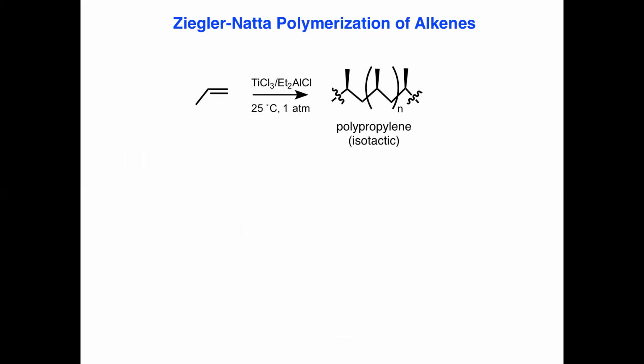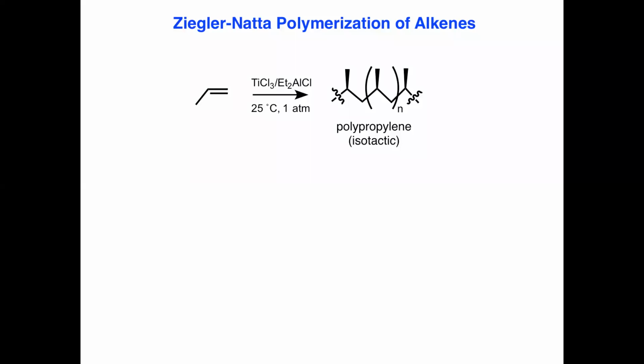Okay, so let's look a little bit at alkene polymerization now. This is probably one of the industrially most important reactions that is utilized and carried out. Plastics, of course, are an integral part of our everyday lives, and they're in many, many things that we use. And so the fathers of plastics were two German guys named Ziegler and Natta.